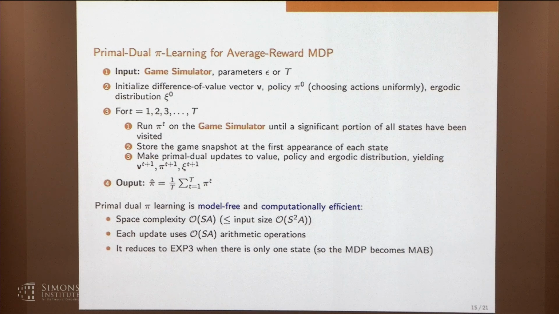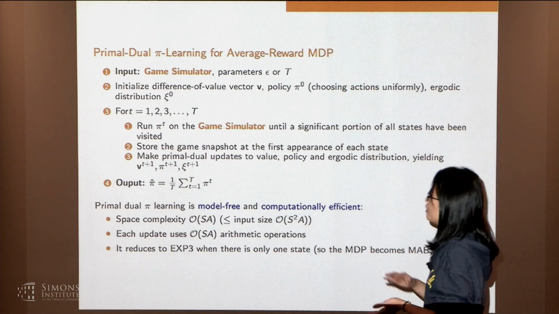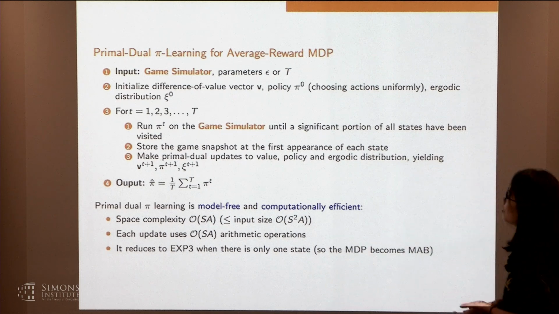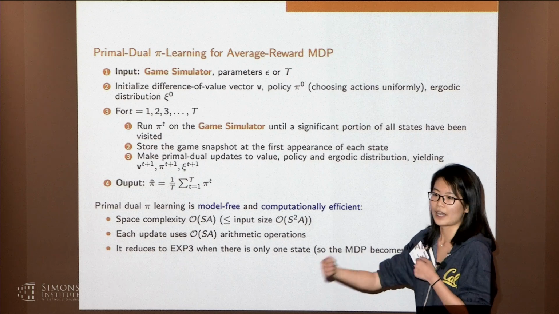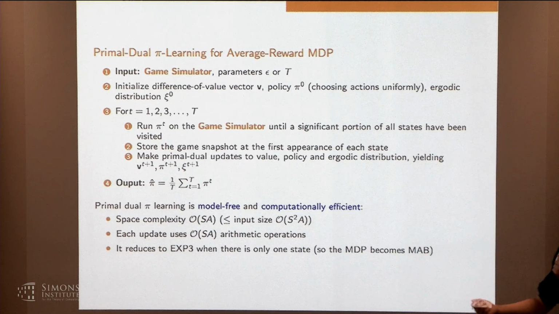So the high-level idea is to apply this primal-dual randomized algorithm in a way so that I'm going to play this game on a single game path, and I'm going to make updates as long as I observe a significant number of distinct states, and then I keep doing this. So this algorithm is model-free because we never have to estimate the transition probabilities, which are not known. We only need to update the value estimate, and the policy updates the policy estimates directly.